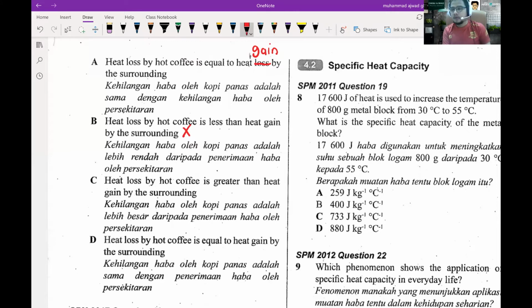Heat loss by the coffee is greater than heat gain by the surrounding. Okay, ini pun salah, it should be the same. Okay, heat loss by hot coffee is equal to the heat gain by the surrounding. Okay, ingat thermal equilibrium ada 3. Temperature is the same, heat transfer same heat transfer yang ni lah. Ini maksudnya same heat transfer. And net heat transfer is 0.